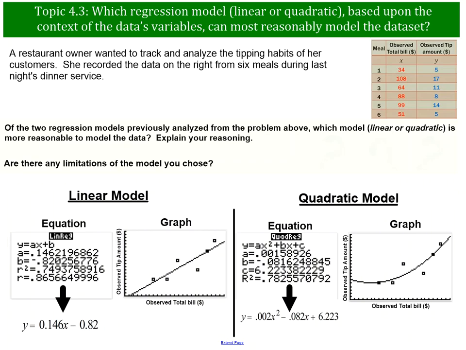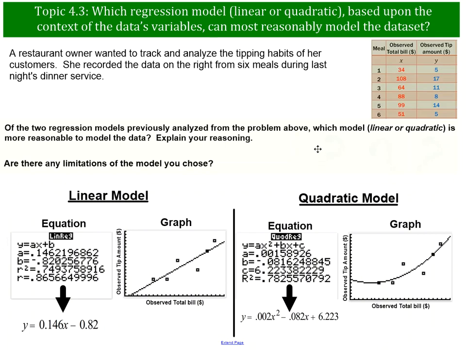Topic 4.3, which regression model, linear or quadratic, based upon the context of the data's variables, meaning the context of the actual question, can most reasonably model the data set? So here you're just using intuition and your brain to think about the situation that's being described. In this case, if you remember, it's tip amounts being left according to a certain bill at a restaurant, and trying to match features of linear and quadratic functions to something that would reasonably happen in the data set.